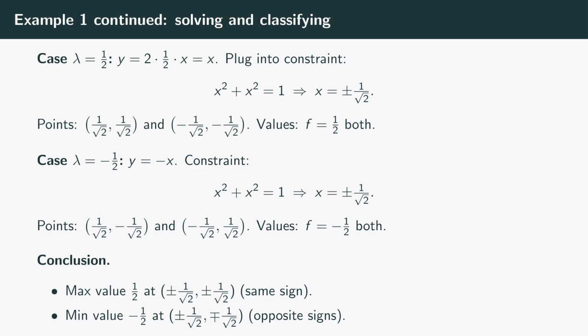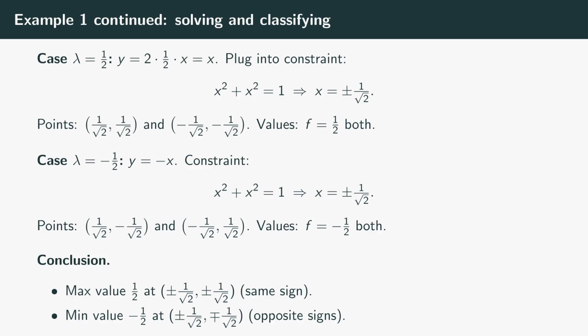Case 2, lambda equals negative 1/2. Now y equals negative x, and again the constraint gives 2x squared equals 1, x equals plus or minus 1 over root 2. The two candidates are (1 over root 2, negative 1 over root 2) and (negative 1 over root 2, 1 over root 2), both with f equals negative 1/2. For four candidate points, only two distinct values of f.